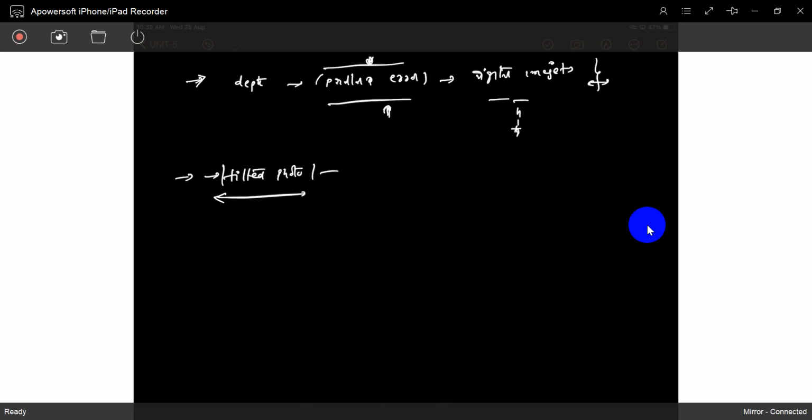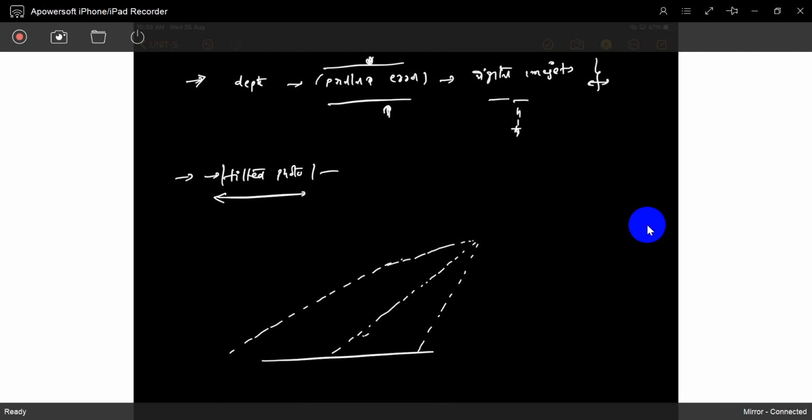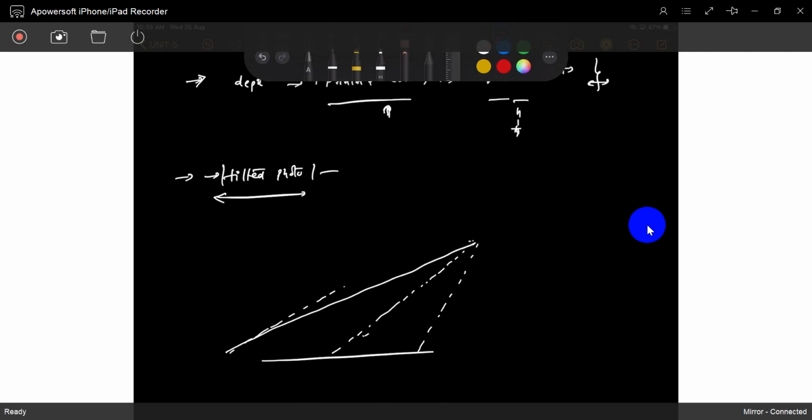So what is a tilted photograph? The optical axis is tilted. Previously the planes were like this, so the vision will come like this and cover effectively like this: negative image, positive image.